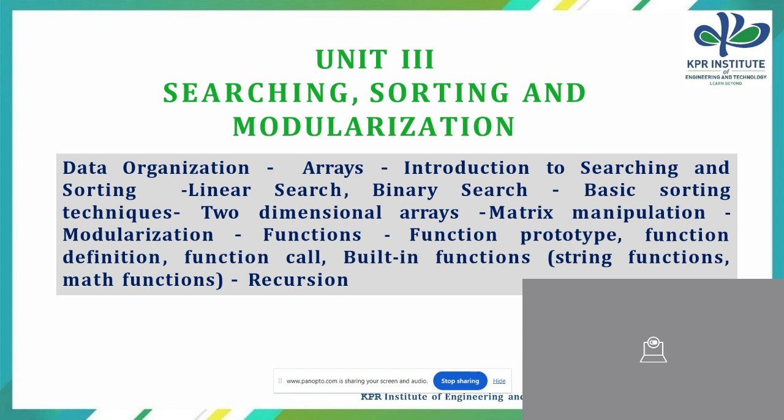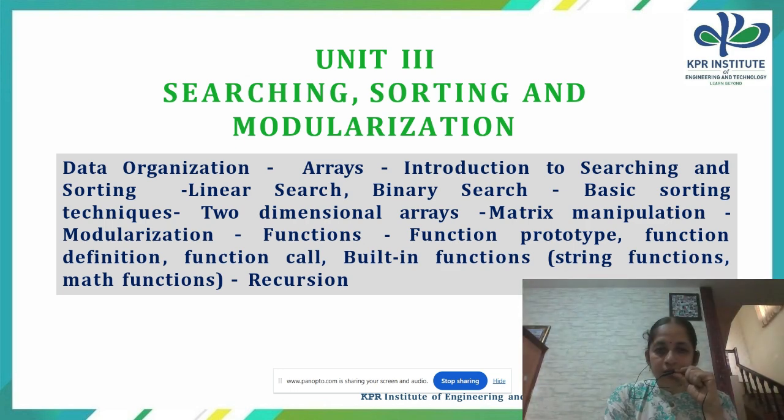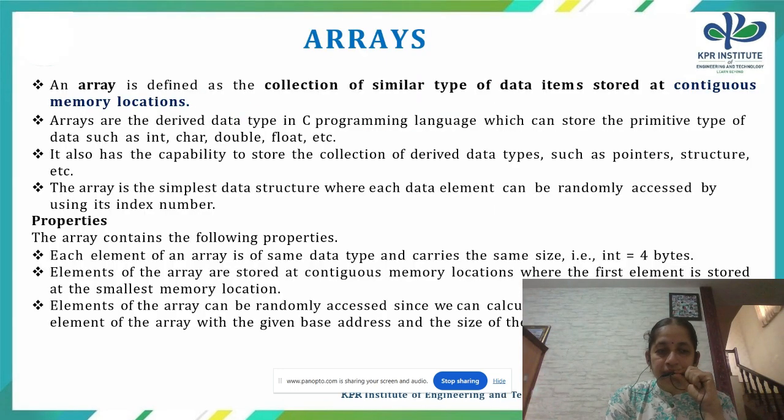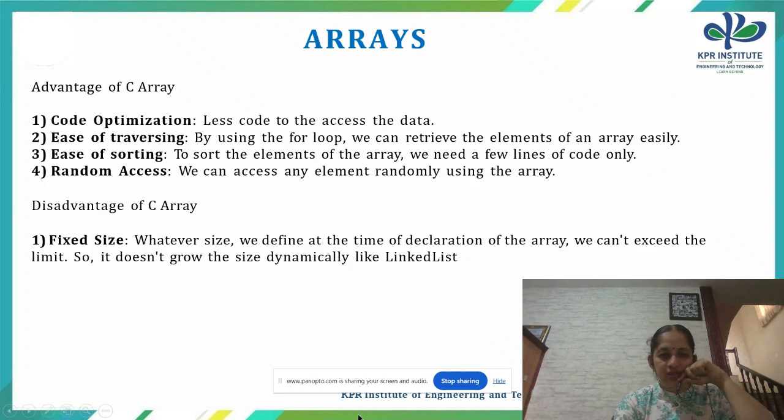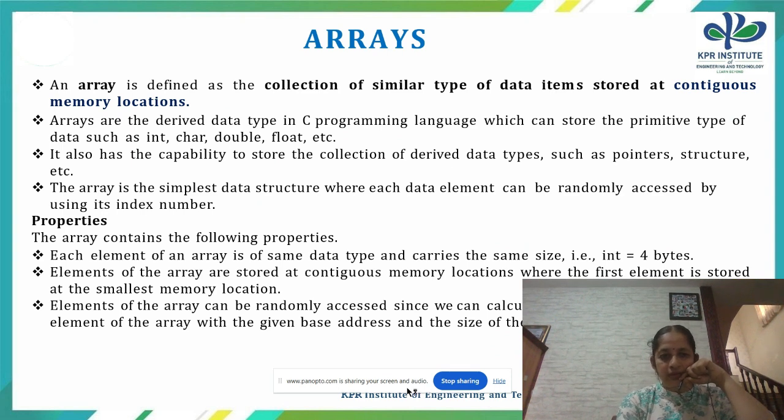Today we will have a look at searching, sorting, and other techniques in C. When you have an array, what is an array? An array is a collection of similar data items stored at contiguous memory locations. They are derived data types in C programming language where we can store primitive data types, basic data types such as int, char, double, and float. You have many derived data types, such as pointers, structures, and so on.